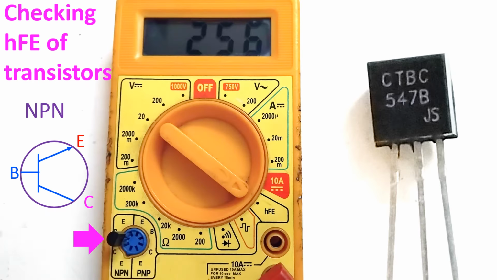The transistor has to be inserted in the NPN or PNP slots according to the pinout diagram, and the selector knob turned to the HFE option to read the value on the digital display. Here you can see that BC547B, which is an NPN transistor, has been inserted in the socket for NPN transistors, and the selector knob has been turned to HFE on the dial. Digital display shows HFE value is 256, which is the current gain of this device as measured by the digital multimeter.